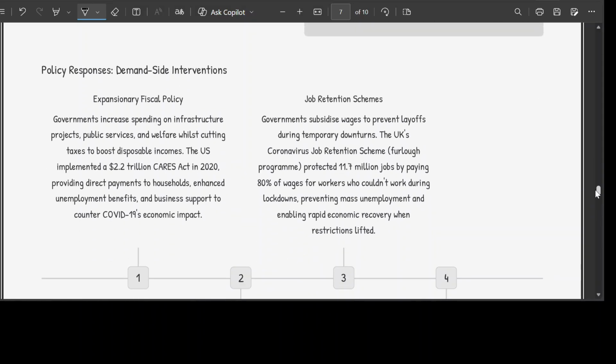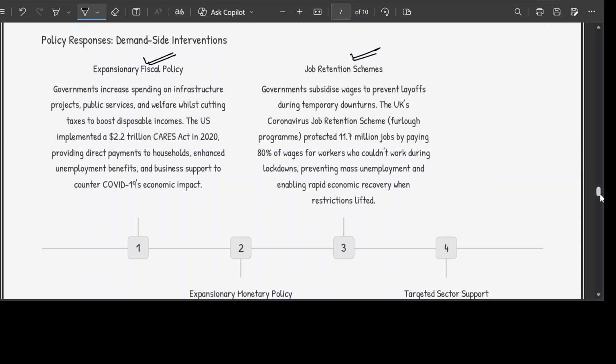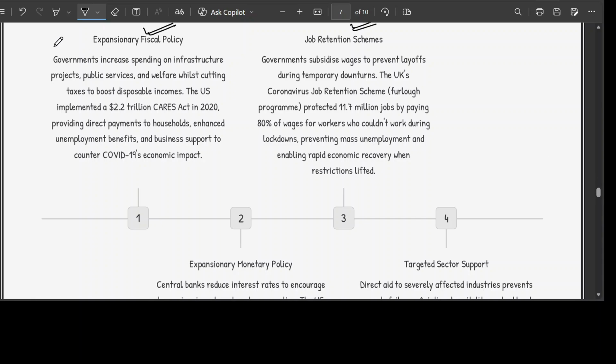What can be the policies for cyclical unemployment? There are two important policies. The first is expansionary fiscal policy and the other is job retention schemes. Expansionary fiscal policy increases aggregate demand in that particular country with the help of government, by increasing spending on infrastructural projects, public services, and welfare, and by cutting taxes to boost disposable incomes.